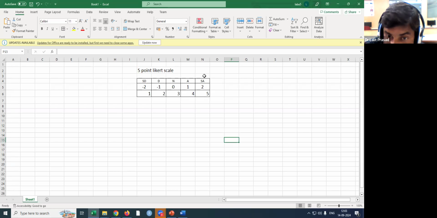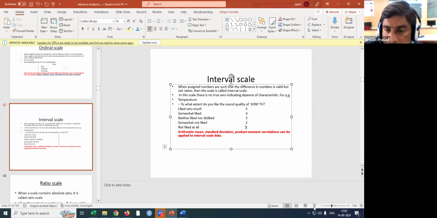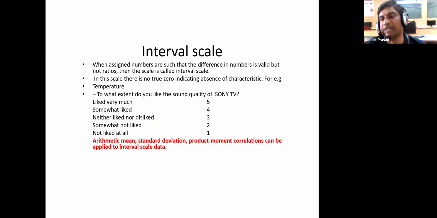So one person is saying, I strongly agree that I am very much satisfied with my job. Agree. He is neutral. He is saying, I disagree. And then strongly disagree. So this 0 is an arbitrary 0. Here, what mathematical operations can you find in the interval scale? That's why in interval scale, we find the mean. So my mean came to 3.5.